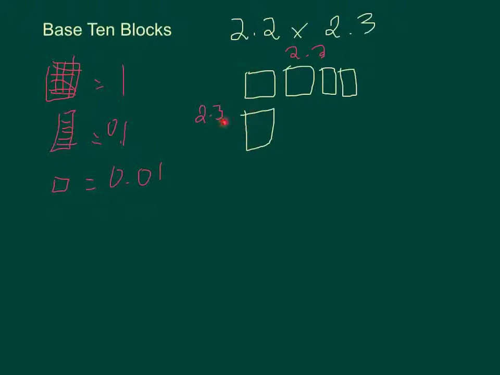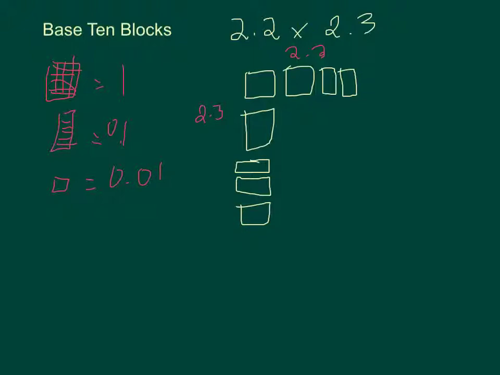However, I still have 3 tenths that I need to take care of, so I need to draw 3 of my rectangular ones. Whoops, those are all rectangles, sorry for the terrible drawing. But now this is how you begin to set up your equation. So along the top I've modeled 2.2, and then along the side I've modeled 2.3. So I'm just going to stop there for now.